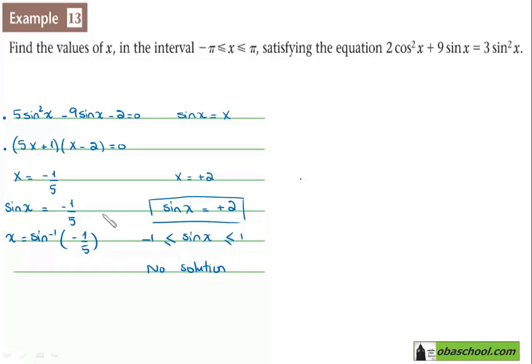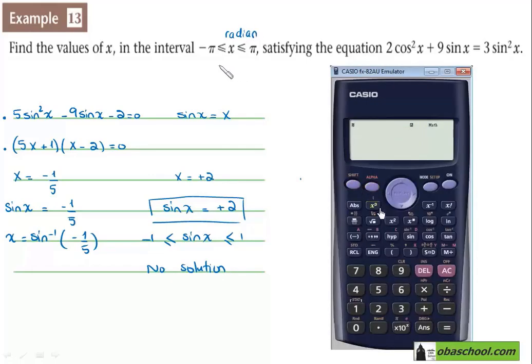Remember that the interval of x is between minus pi and pi. Now, we will use the calculator, and you should be sure that the unit is in radians. Okay, so shift sine minus 1 over 5. The answer is minus 0.201. This is the first angle in radians.